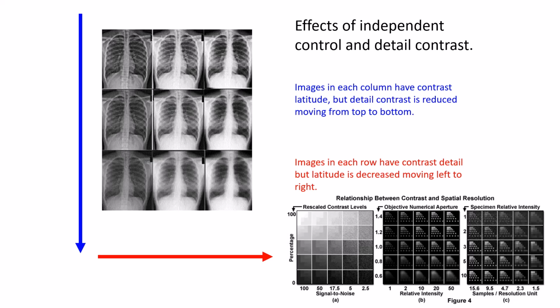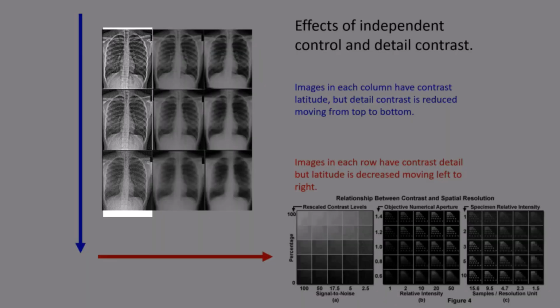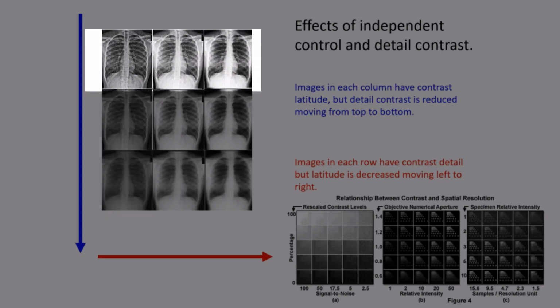What I want to do first is have you take a look at the effects of independent control and detail contrast. Images in each column have contrast and latitude, but detail is reduced from top to bottom. Images in each row have contrast and detail, but latitude is decreased, moving from left to right.